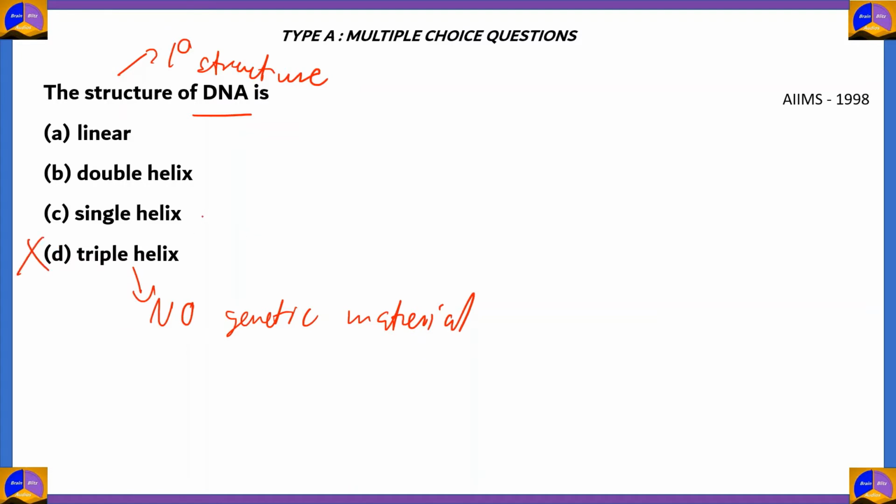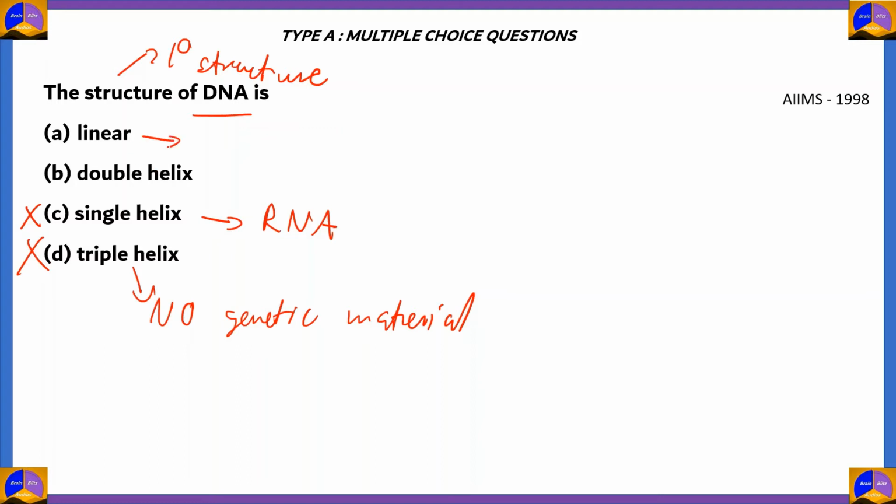What about option C, single helix? Single helix is usually found in RNA. Ribonucleic acids are usually not paired, so they usually have a single helix as a structure, and that's why they're more able to mutate. They can mutate faster because of their structure. Option C is incorrect.